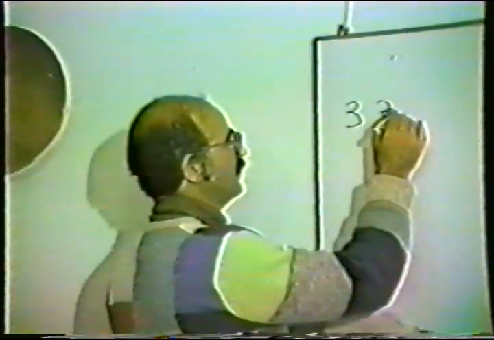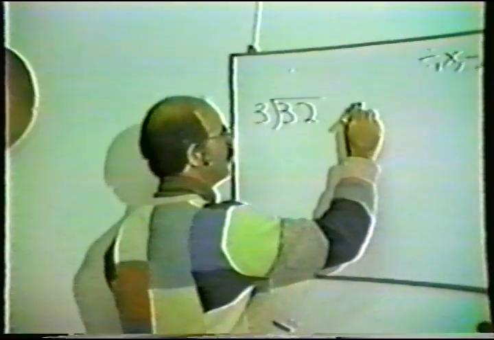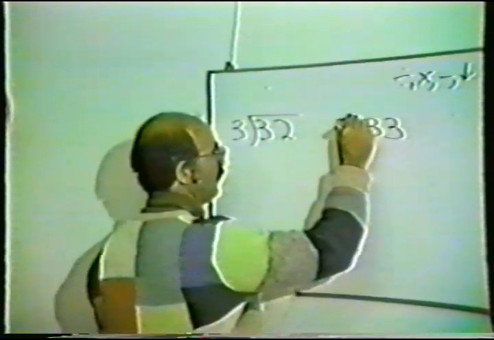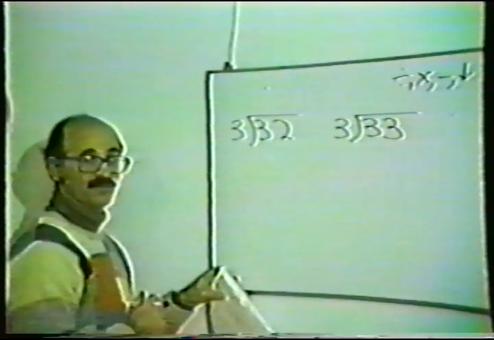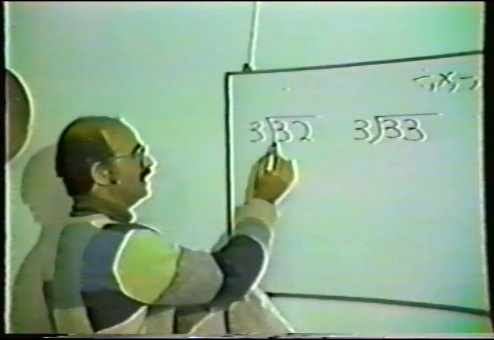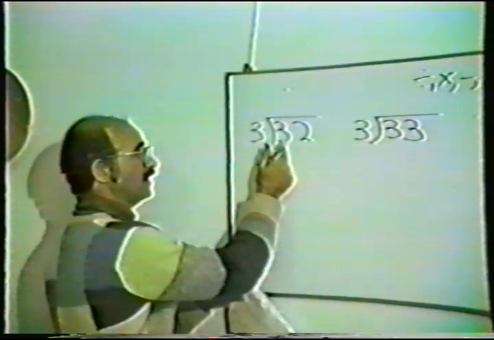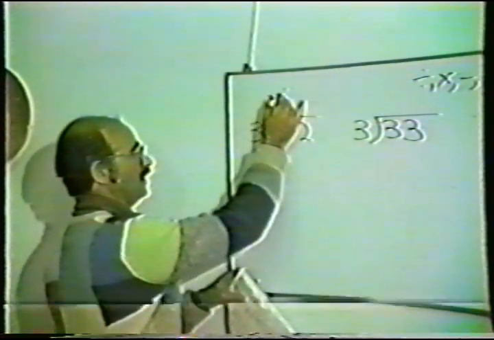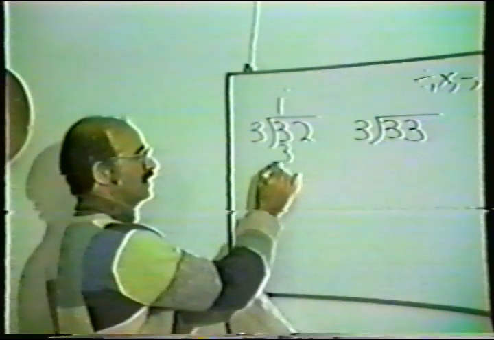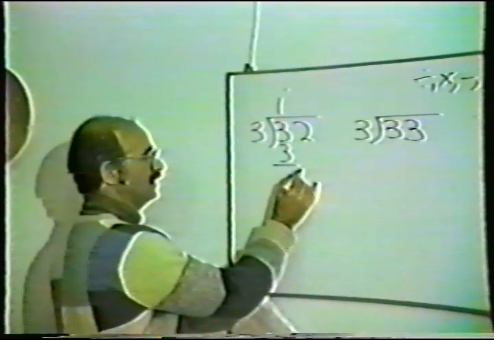3 into 32, and 3 into 33. We've done 3 into 30, we've done 3 into 31, now we'll try 32. 3 into 3 is? 1. And because we went into the 3, the answer goes right over it. 1 times 3 is? 3. Subtract, get? 0. Bring down the?